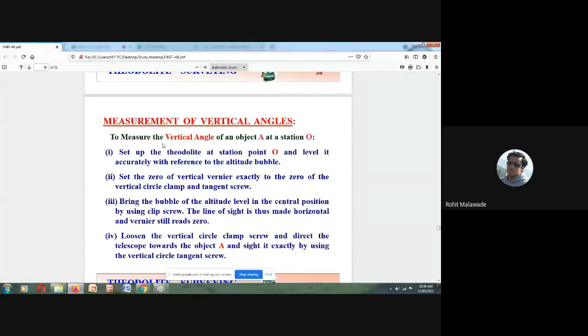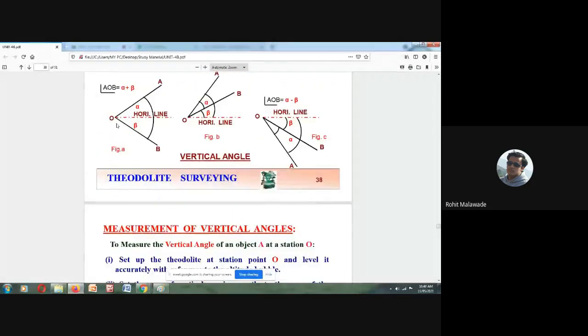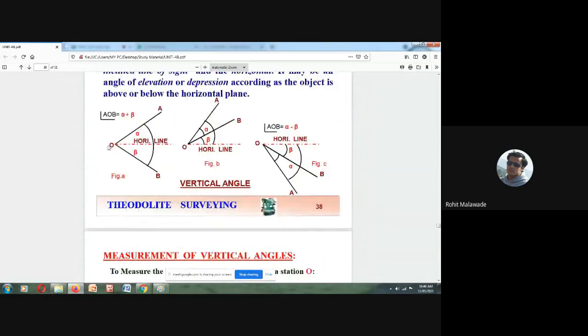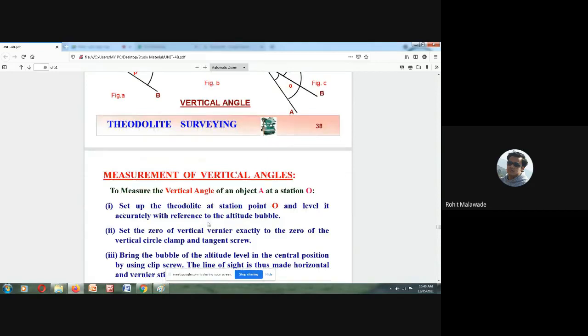We will see how to measure it. To measure the vertical angle of an object A at station O, set up the theodolite at station point O, and level it accurately with respect to the bubble tube.